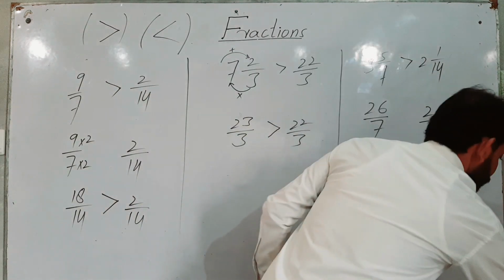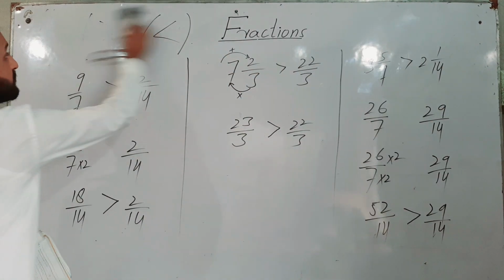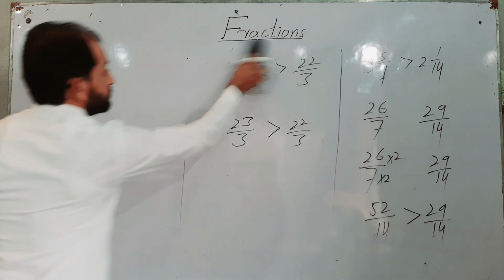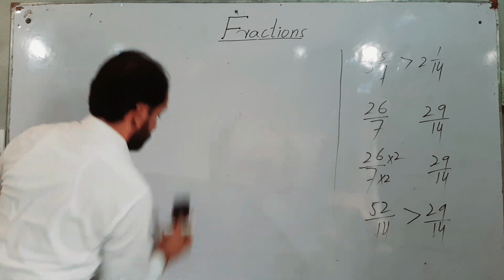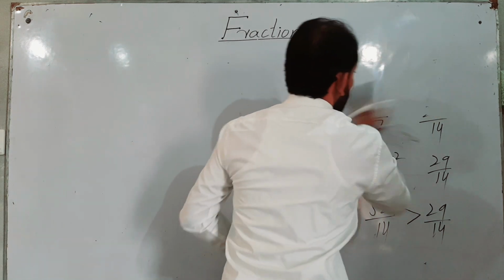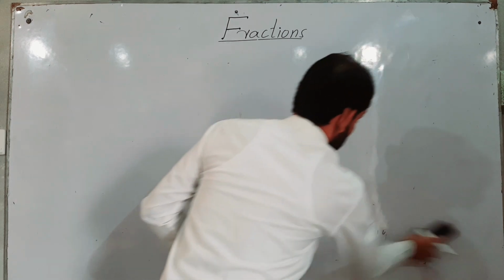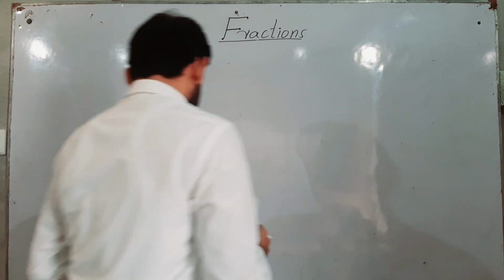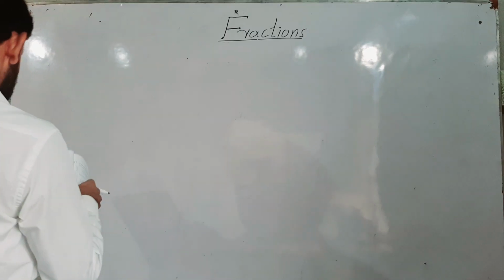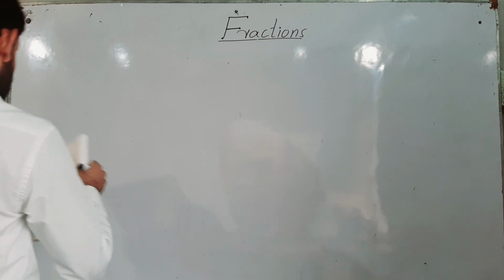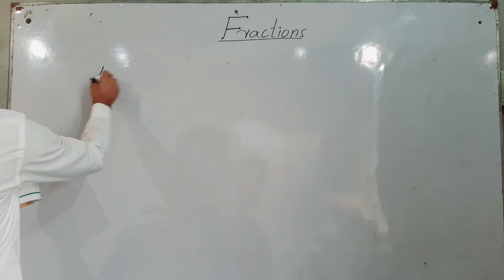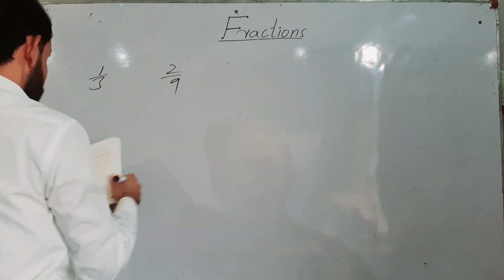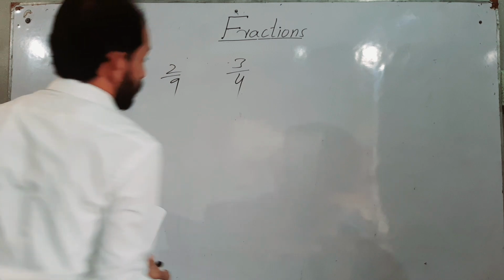Now the second concept is, if we want to arrange numbers from smallest to greatest or greatest to smallest, we will just write three numbers. We have three numbers: 1 divided by 3, 2 divided by 9 and 3 divided by 4.